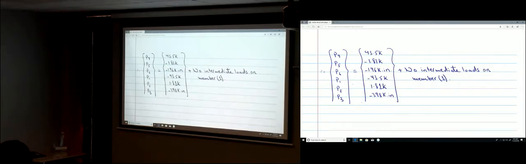slow. Okay, so the first part is straightforward, right? Calculating the displacements, the reactions. There is no problem with that, right?